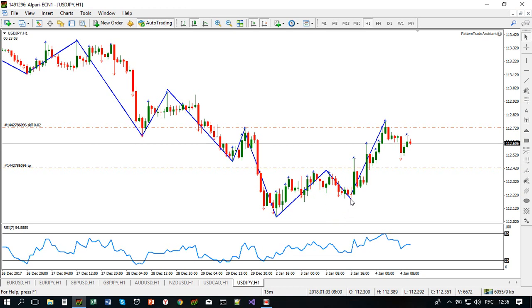The setup by itself is a bad advanced formation. It is drawn this way. So what my software does, it calculates this leg, this leg, this leg, and then it calculates the proportions between these legs, the ratios, and if those ratios stay within the predefined rules, then the pattern is valid, and it draws the pattern with recommended entry and recommended stop loss.